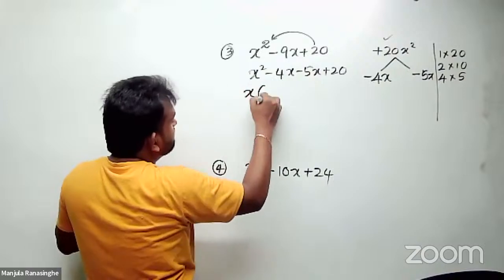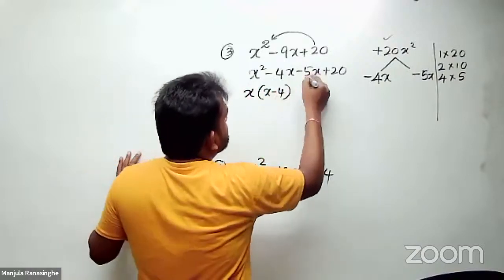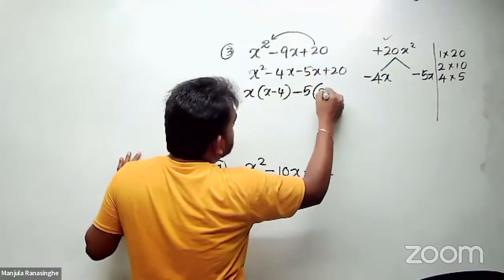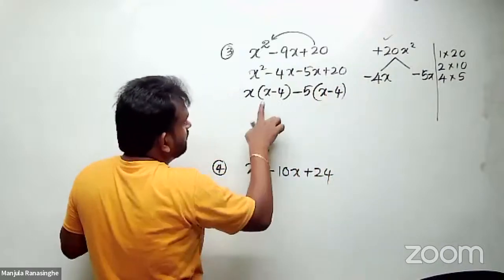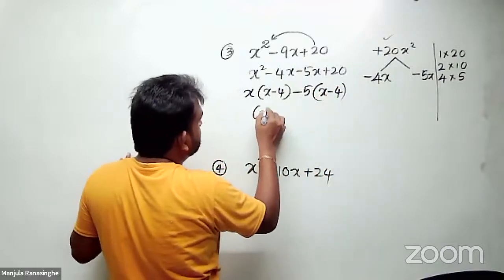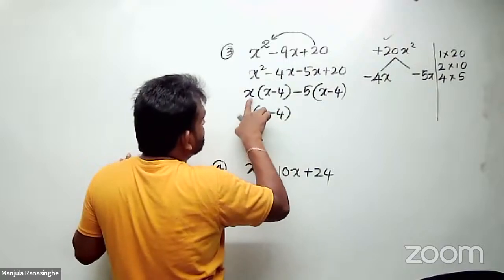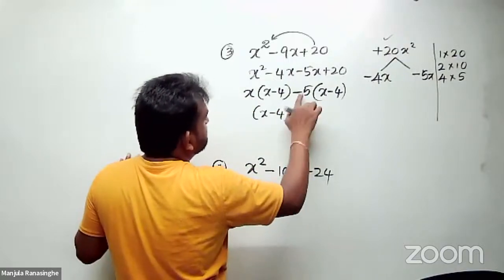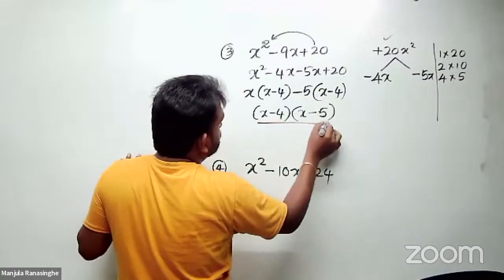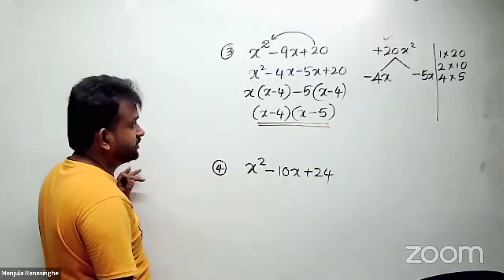Now 2 by 2, take the common x minus 4. Here take a negative 5 and take out x minus 4. Now x minus 4 is common, right? Then here x is there, minus here 5. So x minus 4 into x minus 5.